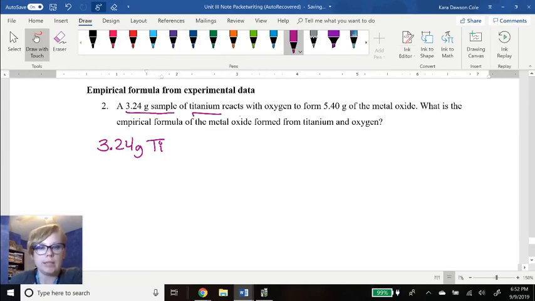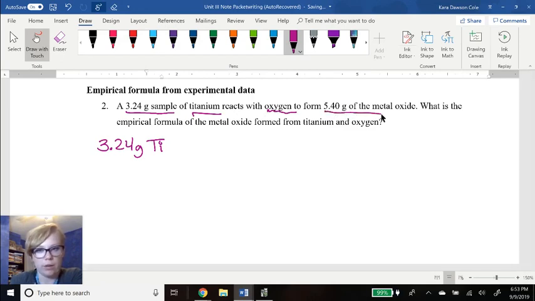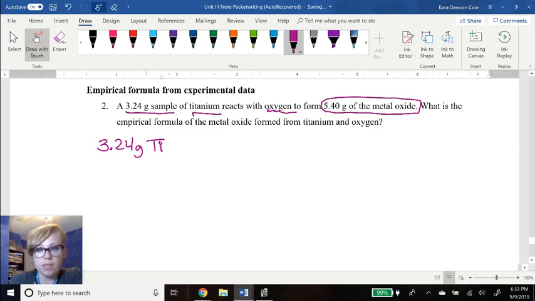Now, we say that it reacts with oxygen, and it's forming 5.40 grams of the metal oxide. Now, this is the compound, right? And it's asking me for the empirical formula. So I need to find out my mass of oxygen because I want the mass of my elements that are in the compound. The thing that I use here is the law of conservation of mass.